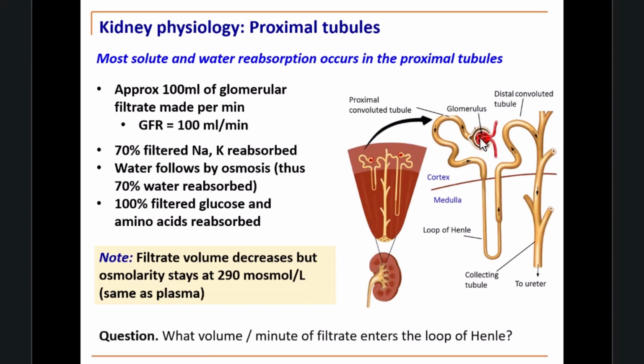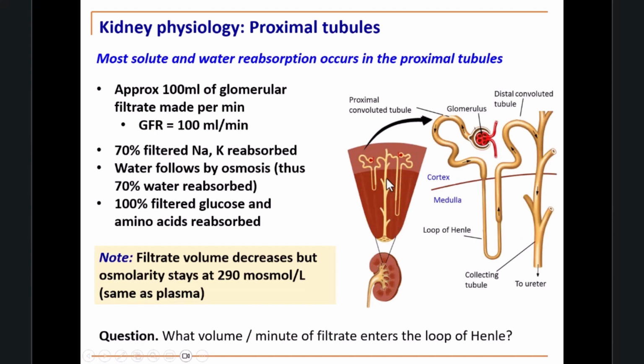So what volume per minute of filtrate enters the loop of Henle? So if 100 entered into the proximal tubules, we've taken 70% of it out, 30 mils per minute is now entering the loop of Henle. And as you can see, the loop of Henle dips into the medulla here, and you can see it here. So here's one nephron, and here's the proximal tubule and the loop of Henle dipping into the medulla, and here's a longer one going into the medulla. These longer ones can reabsorb more water and make the urine more concentrated.